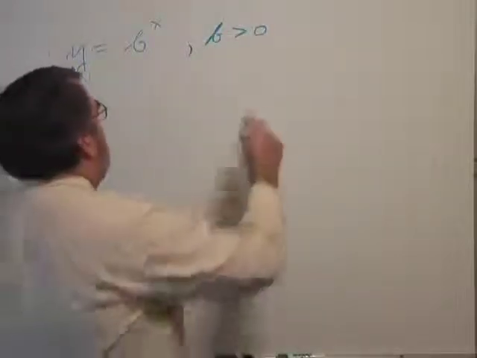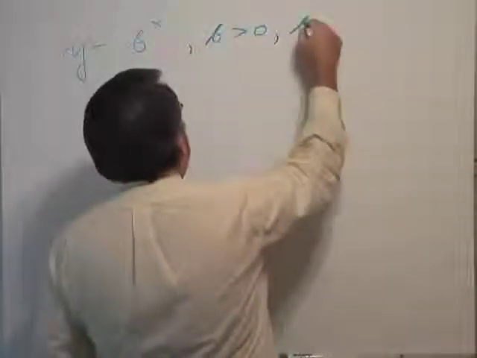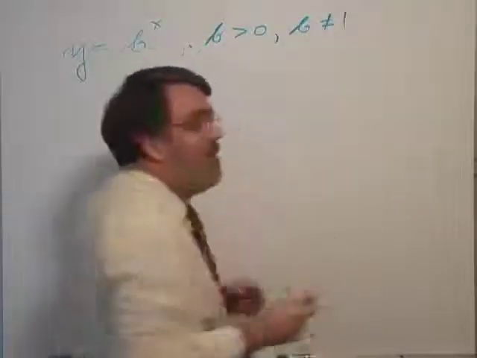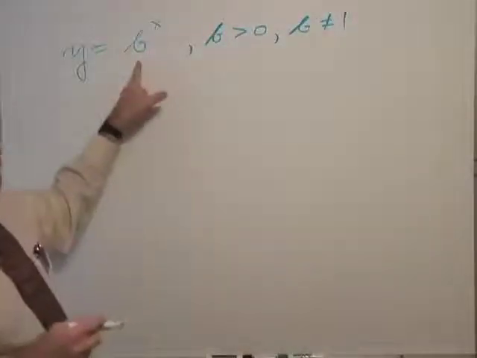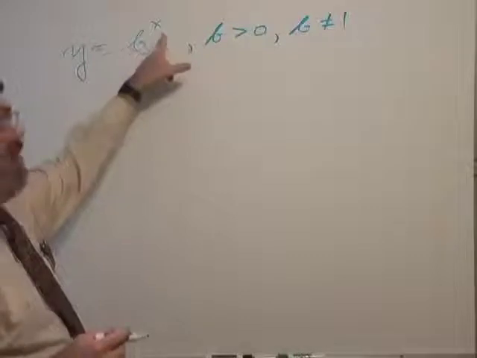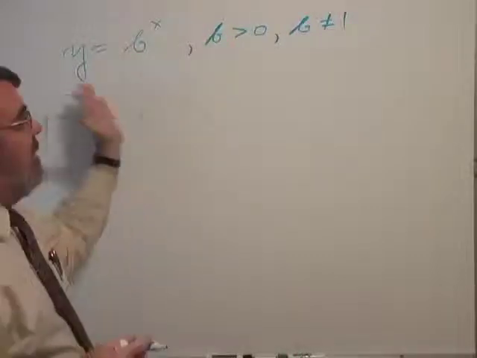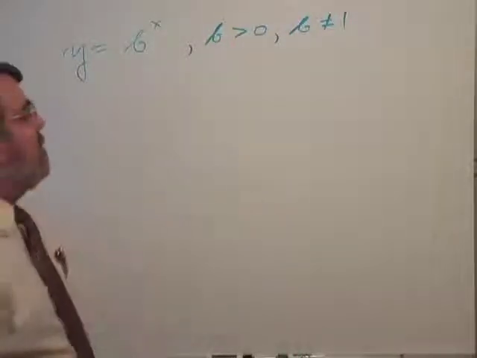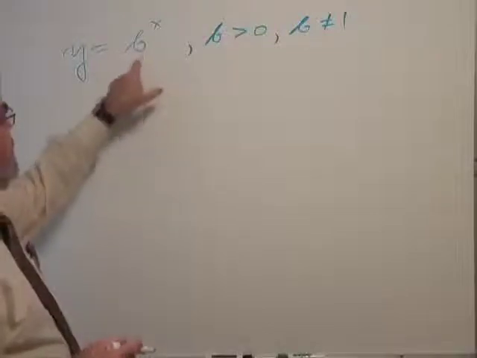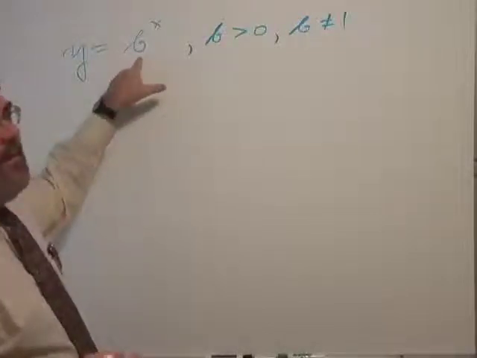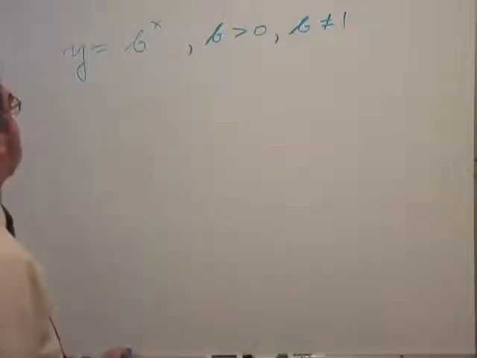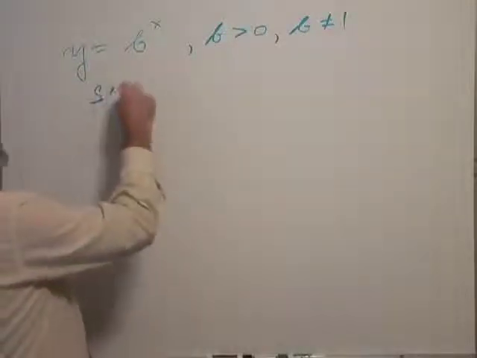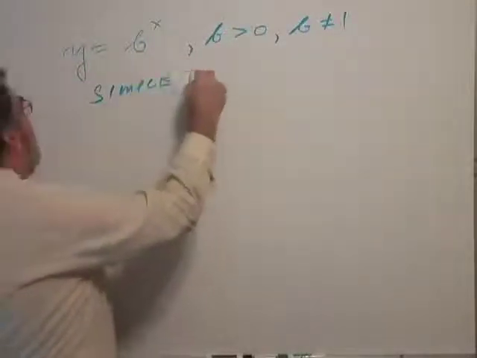And we also want to make this restriction that b cannot equal 1. You can see that if b was 1, 1 to the x power would just simply be 1, so it would be a constant function, y equals 1. So alright, this number is positive and is not equal to 1. So this is what I call a simple exponential function.